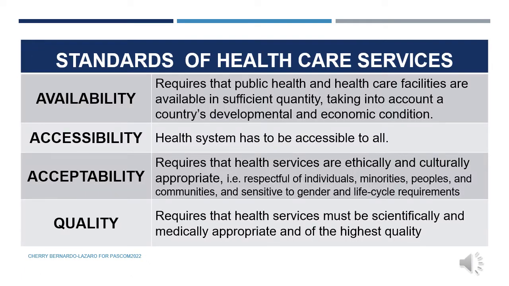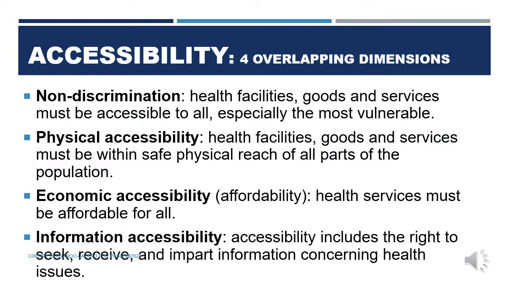And when we talk about health services, they shall adhere to the four essential standards of healthcare services, which the right to health imposes, and these are availability, accessibility, acceptability, and quality. Among these four essential standards, the standard on accessibility seems to have overlapping dimensions with the other standards, because in a way, when we talk about accessibility of health services and facilities, they should be non-discriminatory or accessible to all, including most vulnerable. They must be within safe physical reach to all parts of the population. They should be affordable, and they should be able to impart information regarding health issues.